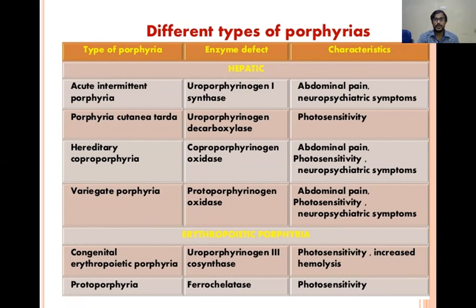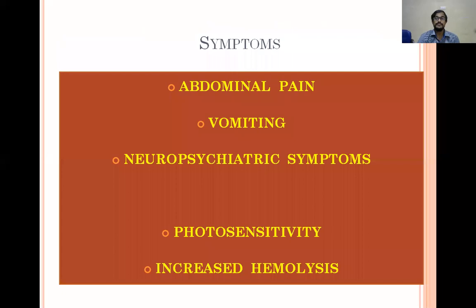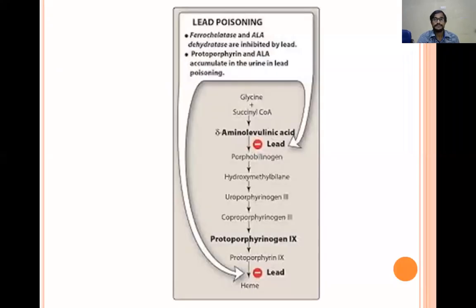Symptoms are a little bit common for all types of porphyrias. So the common symptoms are abdominal pain, vomiting, neuropsychiatric symptoms, photosensitivity, and increase in hemolysis. These are the common symptoms. And these are all the congenital or inherited porphyrias. And acquired porphyrias occur due to lead poisoning.